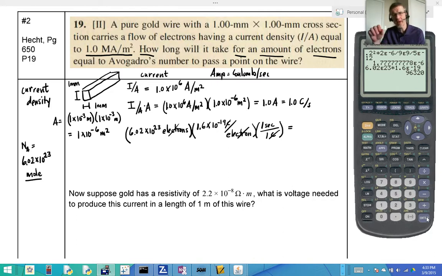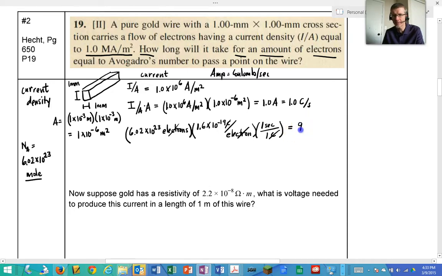So if I divide by 60 seconds in a minute, 60 minutes in an hour, I should get how many hours. So let's divide by 60 to get to minutes, and let's divide by 60 again to get to hours. So 26.7 hours. So let's write this down. 96,320 seconds or 26.8 hours. I rounded that up. So almost a full day.